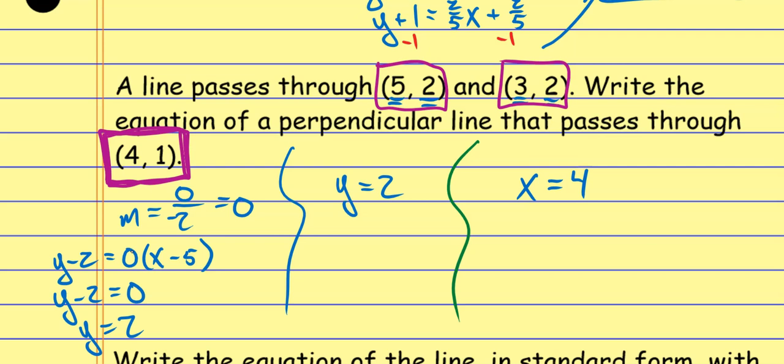Okay? And so again, a vertical line is x equals a number. Well, if I have a vertical line that goes through this point, and at this point has an x value of 4, well, every ordered pair on that line is going to have an x value of 4. It's the equation x equals 4. Okay, so watch out for those special cases of vertical and horizontal lines. Okay.